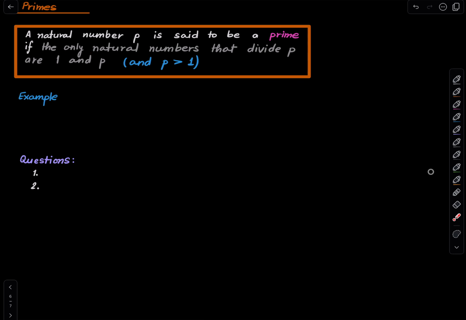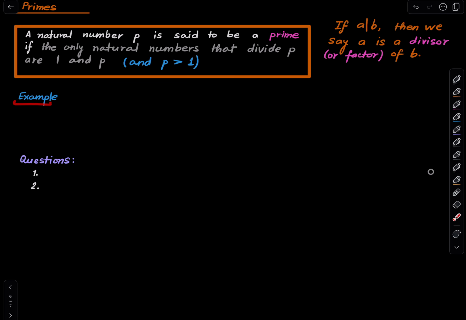This statement, that the only natural numbers that divide p, can be shortened by saying the only divisors of p. So here let me make a remark. If a divides b, this is a definition: if a divides b, then we say a is a divisor or factor, maybe some other synonyms also exist, of b. Okay, so just some definition.